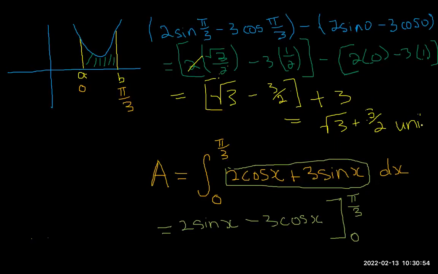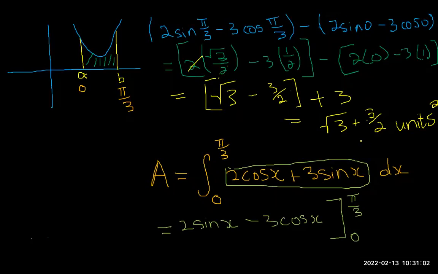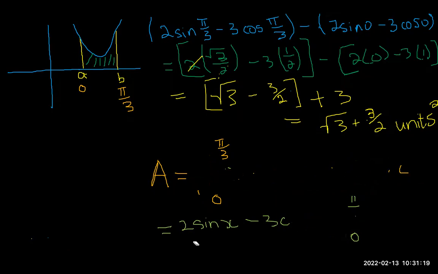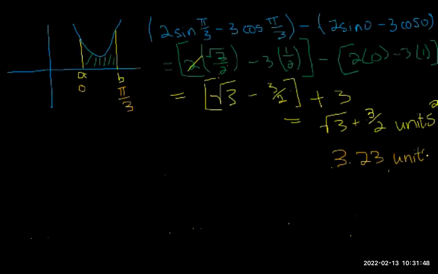Remember unit squared. But since they didn't specifically ask you to leave it in surd form, or they didn't ask for the exact value, you could put the decimal. Can anybody tell me what's the decimal? Just put it to 3 significant figures. The answer is going to be this. So you leave the exact value, remember unit squared, or you could put 3.23 unit squared. Everybody good with that?